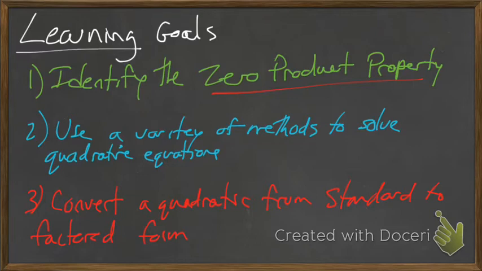So we're going to look at that, and we're going to see how we approach it and how we apply it. We're going to use a variety of methods to solve quadratic equations. Now, the more we see quadratics, the more they change and the more they kind of stay the same. We realize we can apply, again, the same principles towards them and new strategies whenever we need to. We're also going to convert a quadratic from standard to factored form. Now, we've done this before. We might have called it something different, but again, that idea is the same.